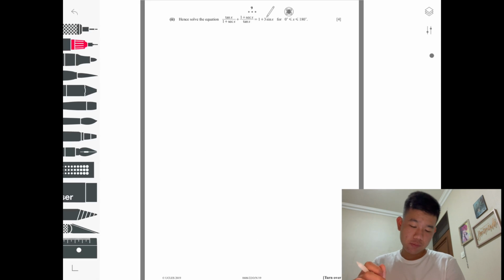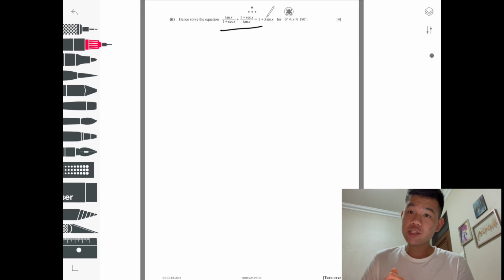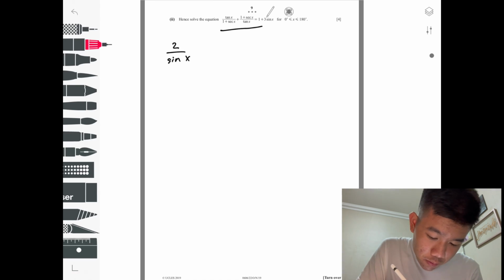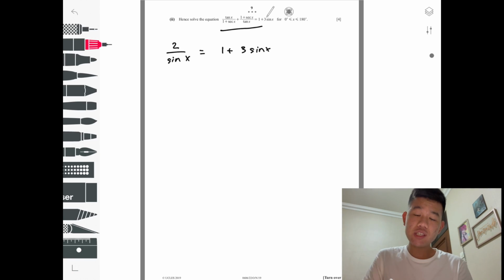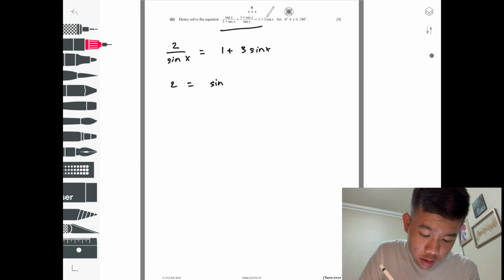And for the next one, hence solve the equation that is equal to 1 plus 3 sine x. So instead of doing this, we can just rewrite this as 2 over sine x equals 1 plus 3 sine x, since we know that this equals 2 over sine x. And here we can just do normal cross multiplication. 2 equals 2 sine x plus 3 sine squared x.